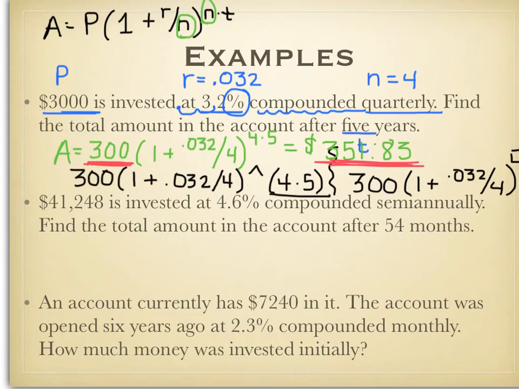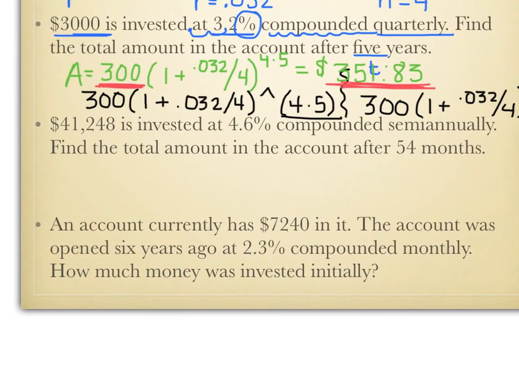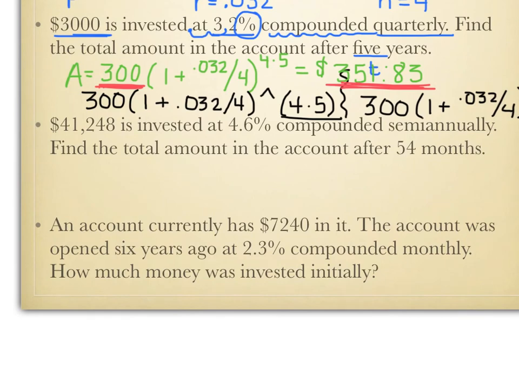Okay, so let's look at this next question. And I'm going to just slide up a little bit here. 41,248, that's our principal again. 4.6% compounded semi-annually. So there's my interest rate. And again, I'm going to move my decimal point twice and make that a 0.046.